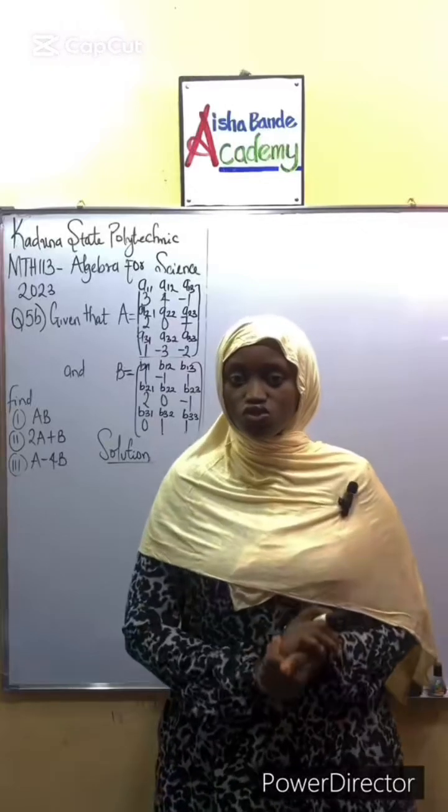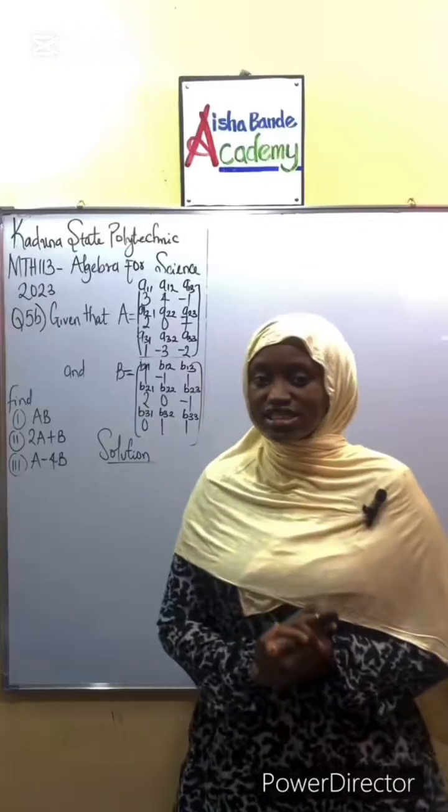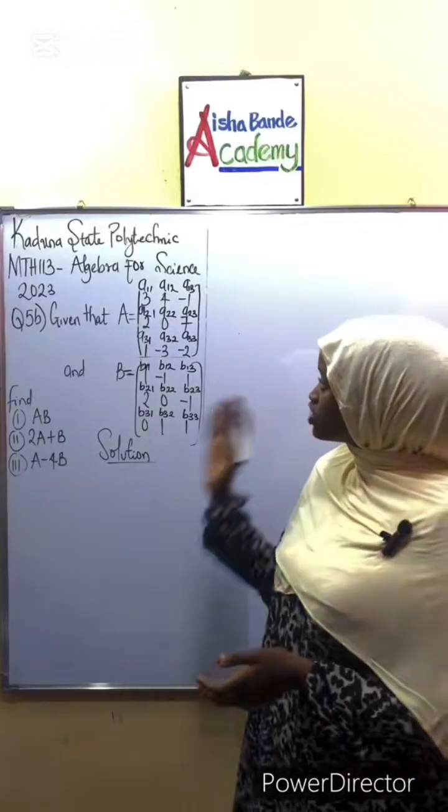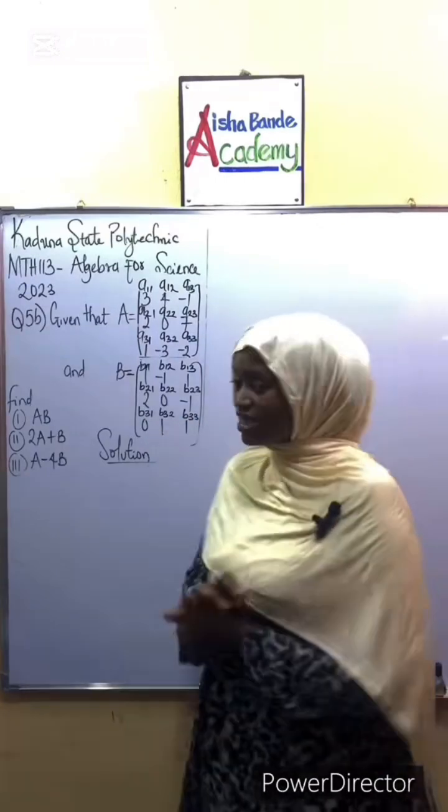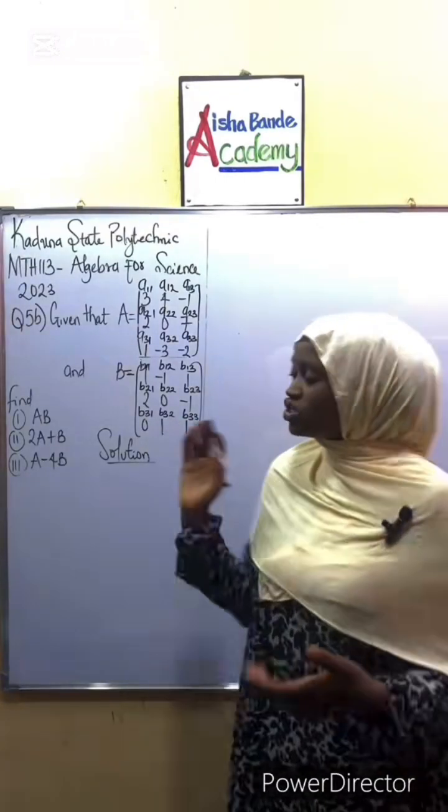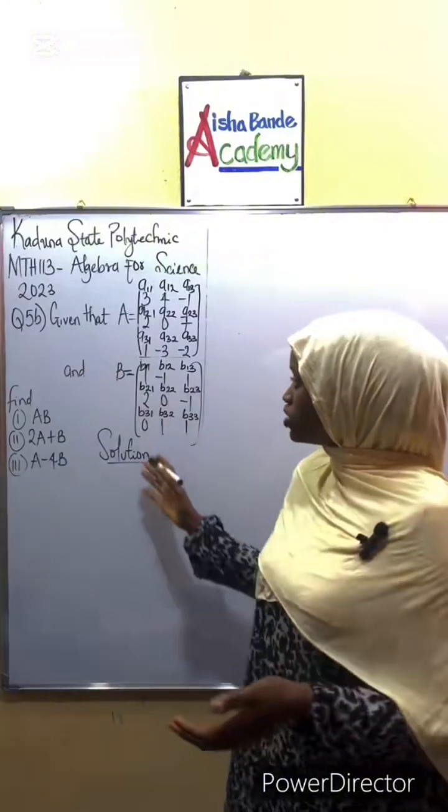Today we have a question to solve which is from Kaduna State Polytechnic. So this is Maths 113, that is algebra for science, a past question. The question is under matrices. We have a calculation question to solve.